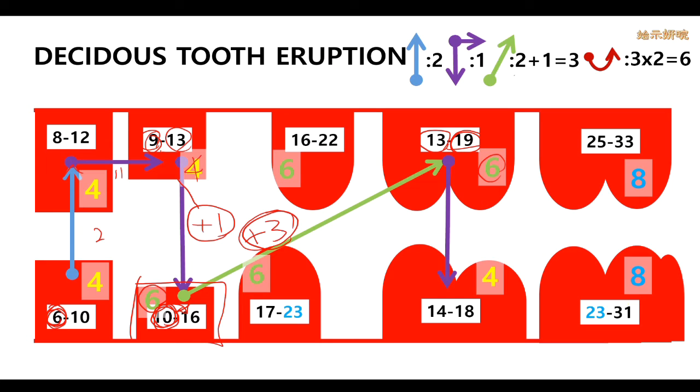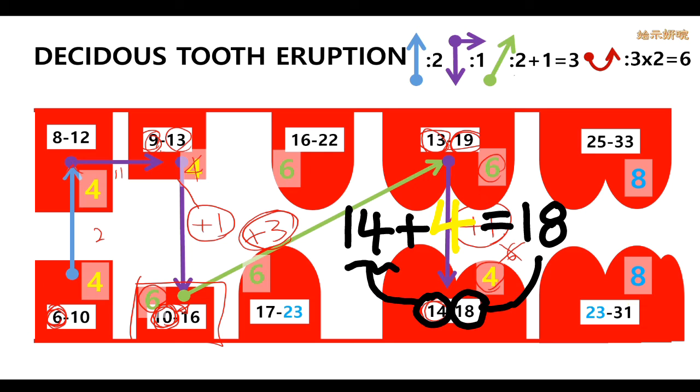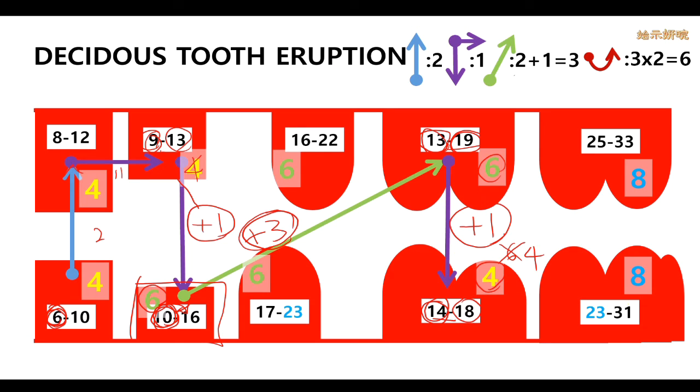And now it is time to go down to the mandibular first molar, primary mandibular first molar. Remember that these teeth are all primary teeth, right? Since it is going down, just add 1 to the beginning number. So 13 becomes 14, and add 4 to it, okay? Not 6, but just add 4. So it becomes 18. So the mandibular first molar erupts at about 14 to 18 months.